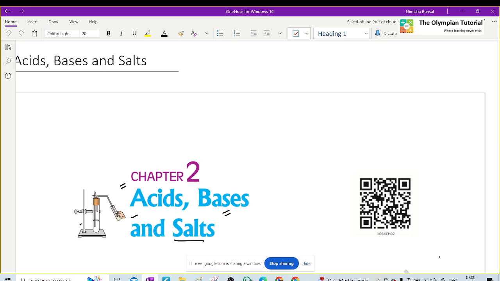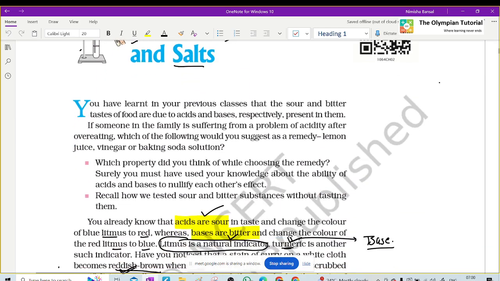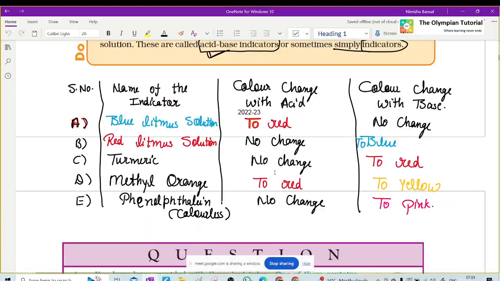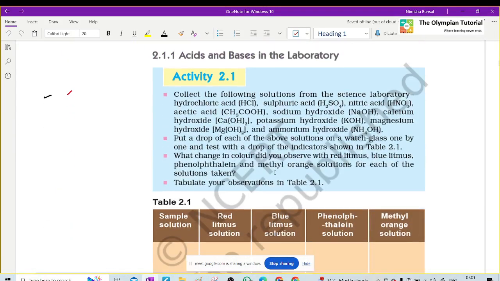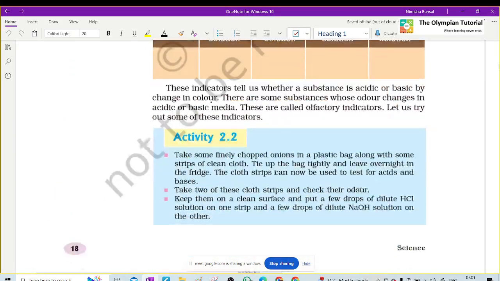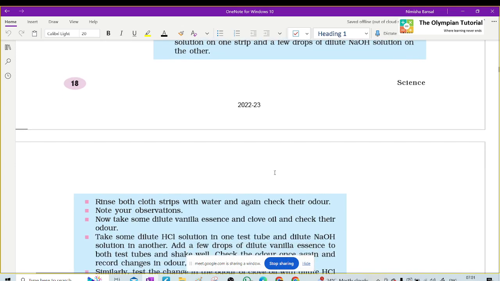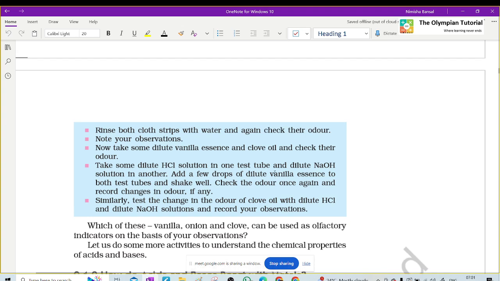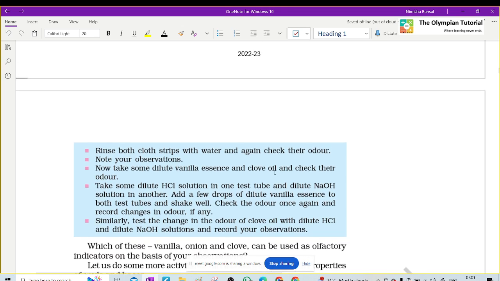Yes, Thanya. So, what do you mean by acids? Acids are substances which, when dissolved in water, release hydrogen ions. They are sour in taste. What about bases? Bases are substances which, when dissolved in water, release hydroxide ions. They are bitter in taste. Okay.